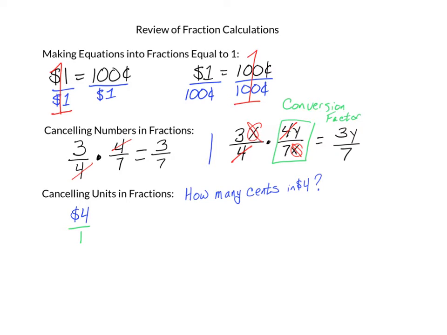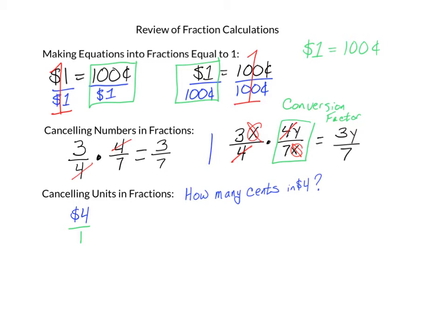Now we know from our list above that $1 is equal to 100 cents. Now we have to decide which of the two multipliers of 1 we want to use. Do we want to use the 100 cents over $1 is equal to 1, or do we want to use that $1 over 100 cents is equal to 1? To determine that, we need to know what we started with.